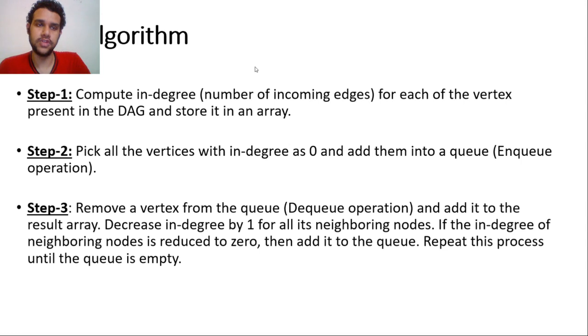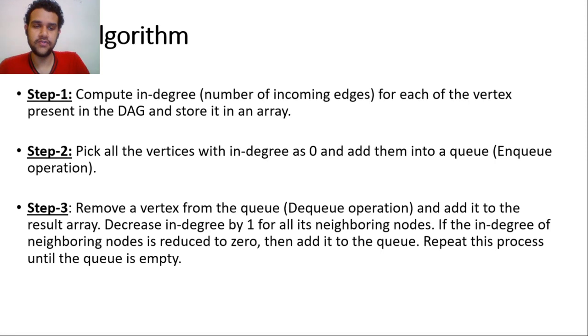So Kahn's algorithm. The step 1 in Kahn's algorithm is to compute the number of incoming edges, which is the in degree for each of the vertex present in the graph, and store it in an array. Then we traverse through the entire array, and as we encounter an in degree 0, we add it to the queue, and then we perform BFS. So we remove that vertex from the queue and add it to the result array, and we decrease the in degree by 1 for all its adjacent vertices.